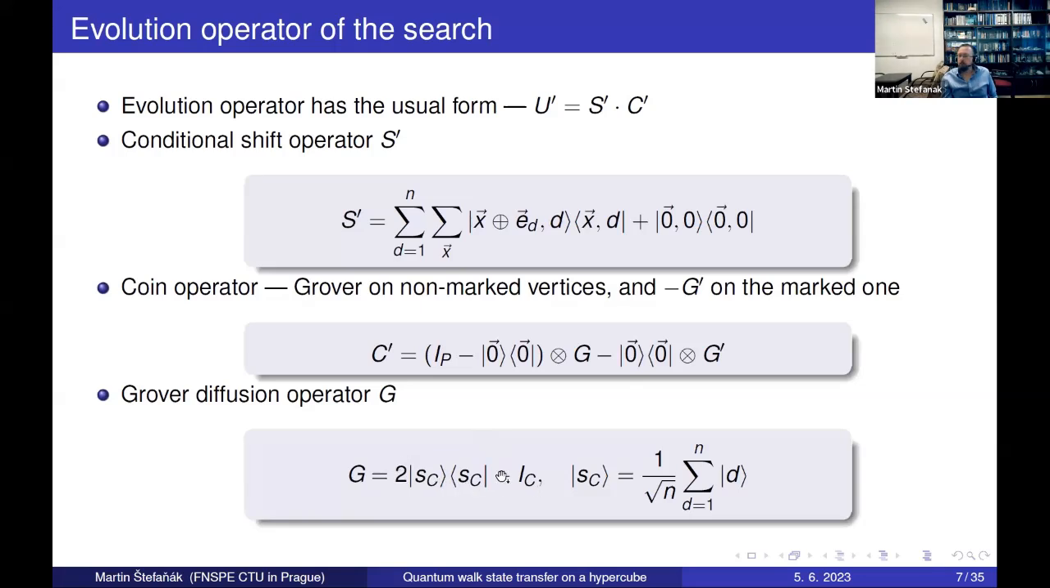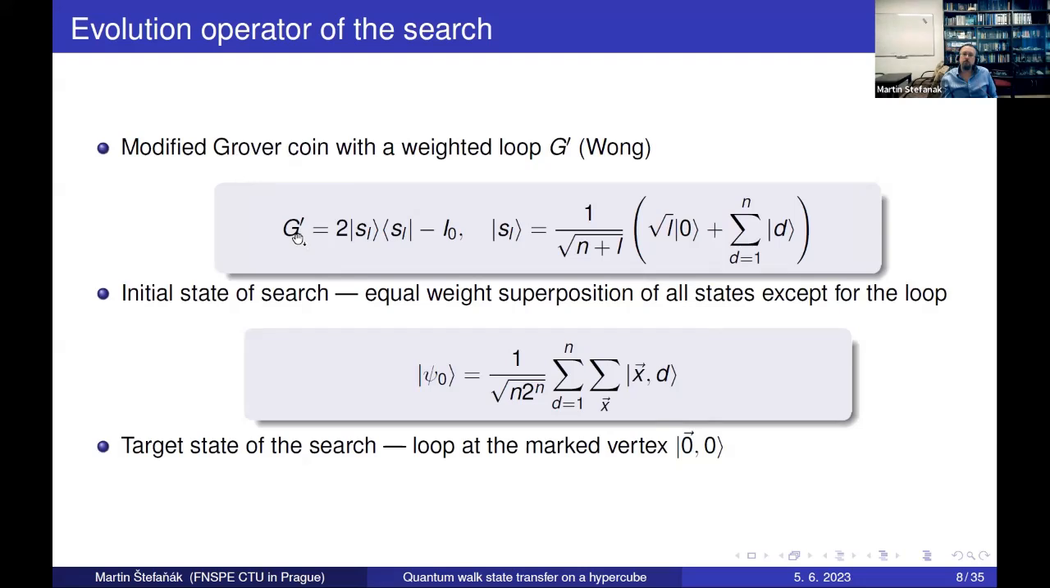And it can be defined for an arbitrary finite dimensional vector space. You can define this unitary operator. It's twice the projection onto the symmetric superposition of all basis states with equal weights, minus the identity. Grover operator has some nice properties, like that it's invariant under all permutations. So it doesn't really matter how you label or order your directions. It treats them all equally. And the marking is done by this operator G prime or minus G prime, which is a modified Grover coin by having this weighted loop. This was introduced, and then investigated, in a series of papers by Thomas Wong.